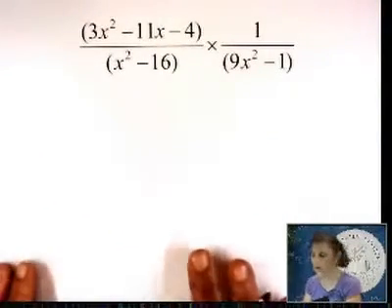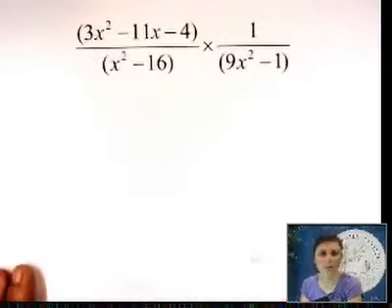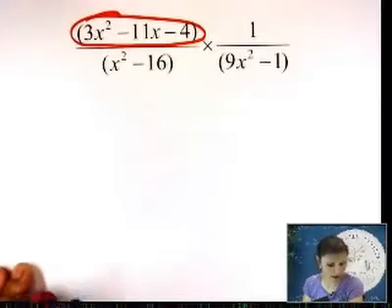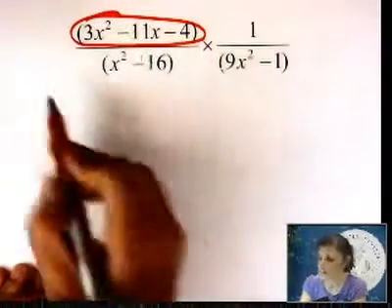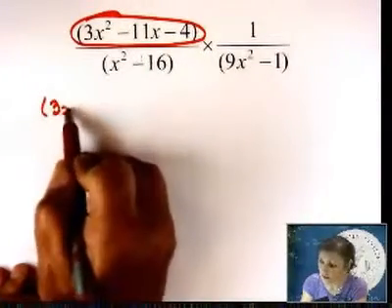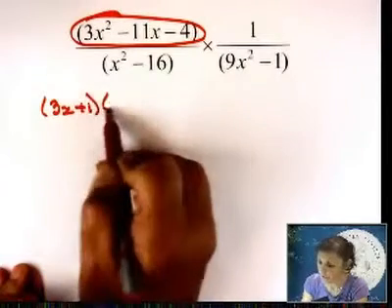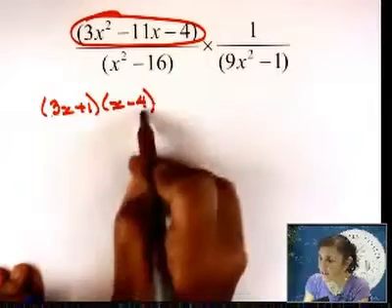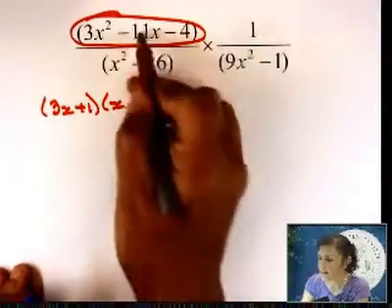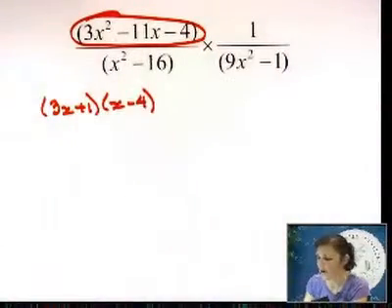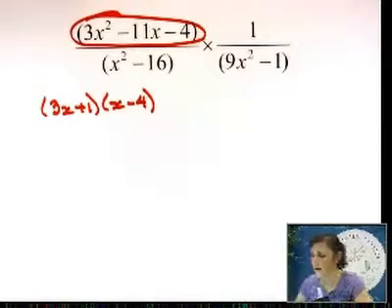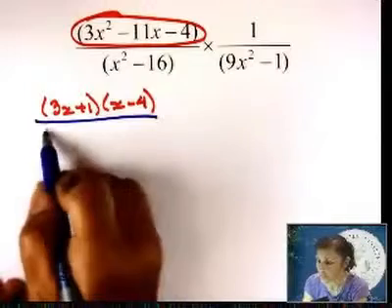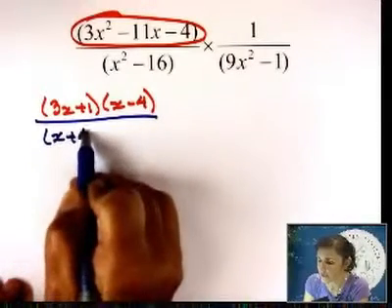Okay, how do I do that one? Again, watch the factoring. This one needs to be factored. I know that this factors out as 3x plus 1, x minus 4. Let's double check: this is x, negative 12, negative 12 plus x, negative 11. Okay, that's how it factors out. How does this one factor out? X squared minus 16. That one is a difference of two squares. That's going to factor out as x plus 4, x minus 4.